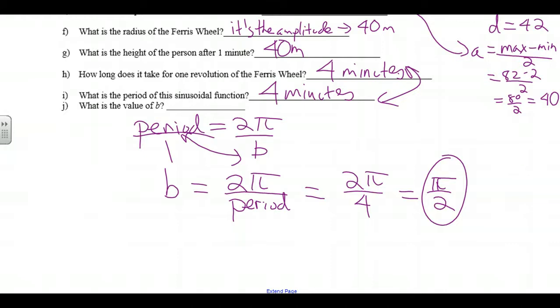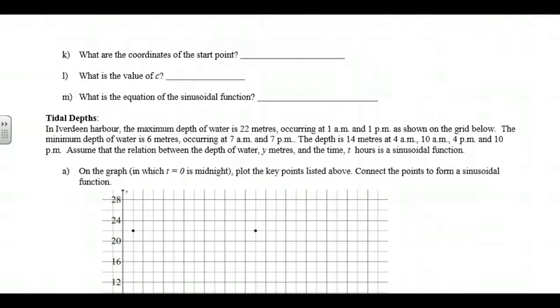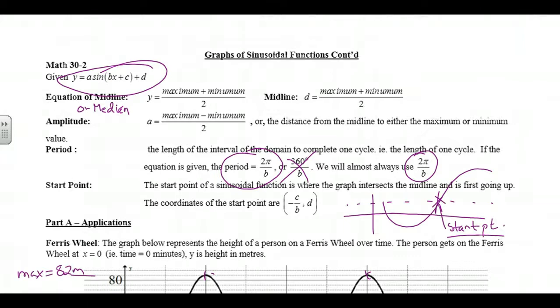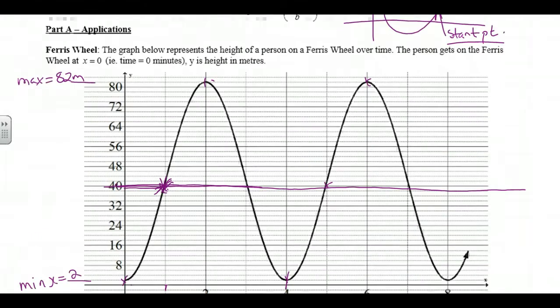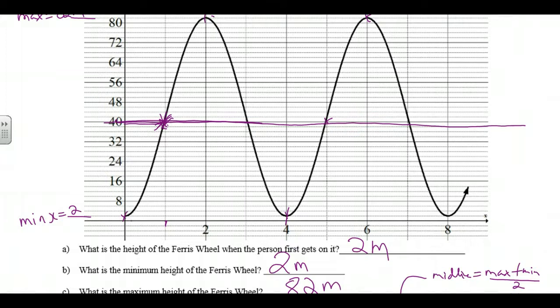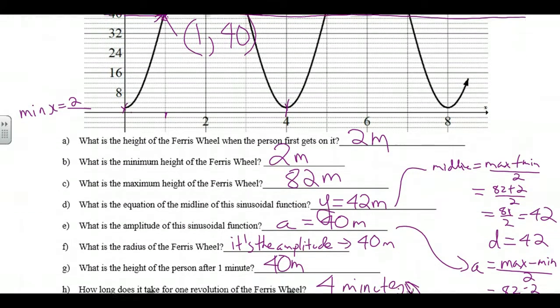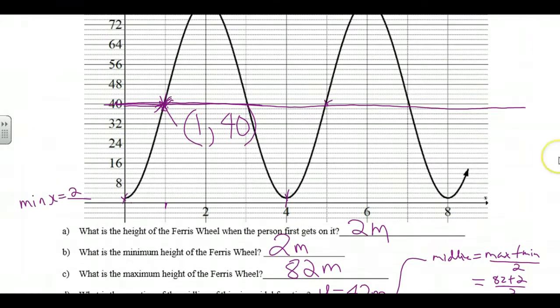What's next? Got to be something to do with the start point. What are the coordinates of the start point? This is why you want to draw the midline in, right? So you could say, okay, the coordinates of the start point are 1, 40. Right? 1 minute, and the start point is 40 meters, right? Definition of start point, it's 42, you're right. So, okay, this actually is 1, 42.